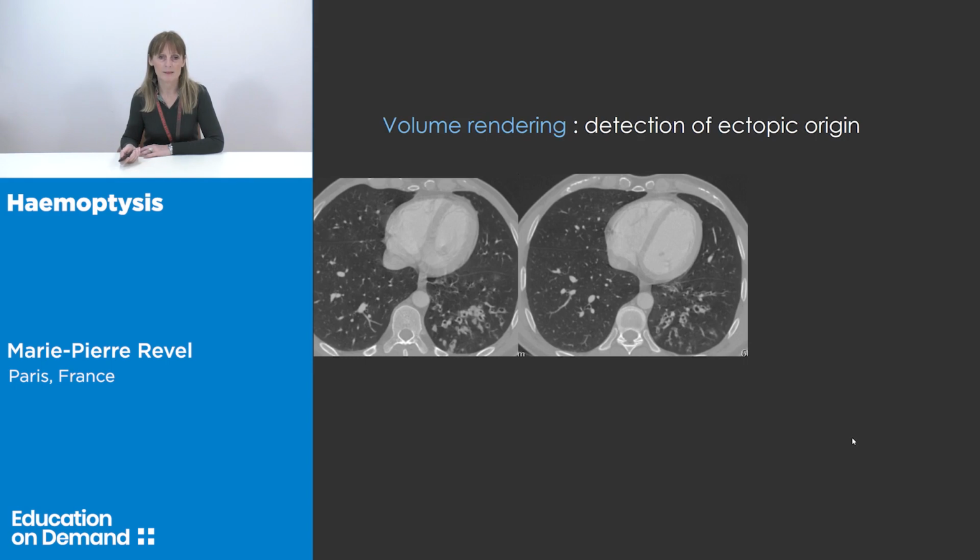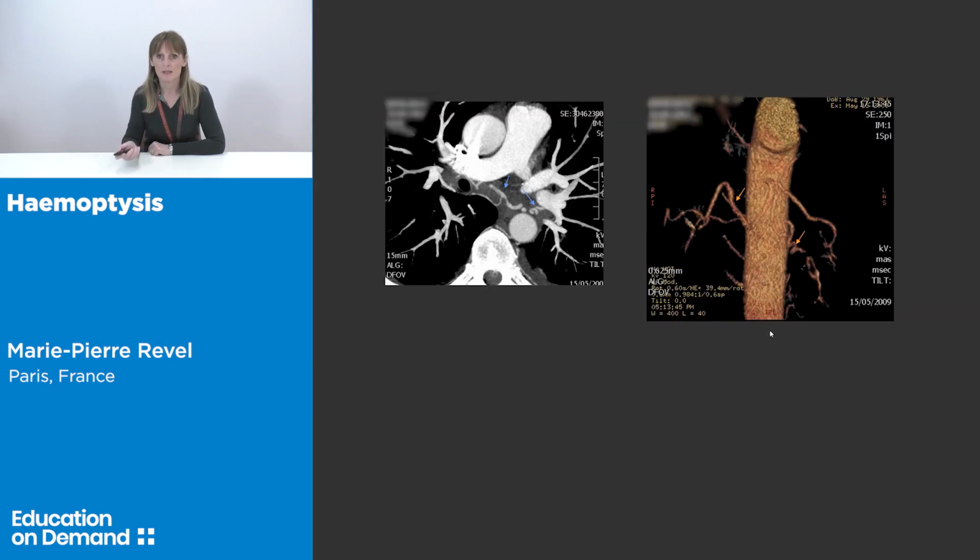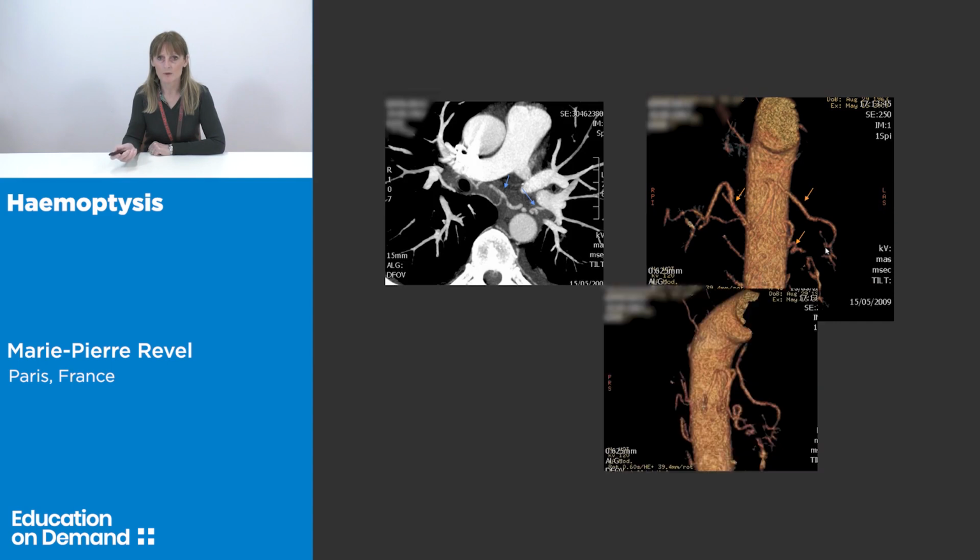Volume rendering is interesting for the description of the bronchial arteries anatomy. And in this patient with bronchiectasis of the left lower lobe, we see that the two left bronchial arteries do not originate from the mid portion of the descending aorta, as usually, but from the right aspect of the descending aorta. And in this patient, volume rendering helps the depiction of this ectopic origin of one of the two left bronchial arteries.